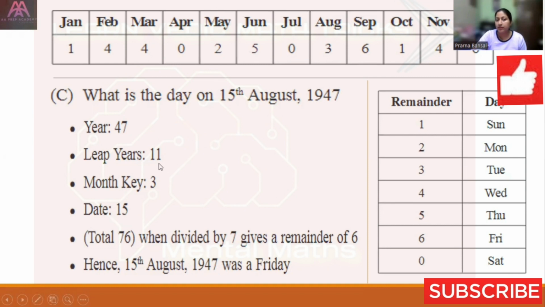47 plus 11 will be 58. 58 plus 3 will be 61. 61 plus 15 will be 76. So when we will divide 76 by 7, it will give a remainder of 6. And for 6, our day will be Friday. Very easy. So in this way, you can find the day.